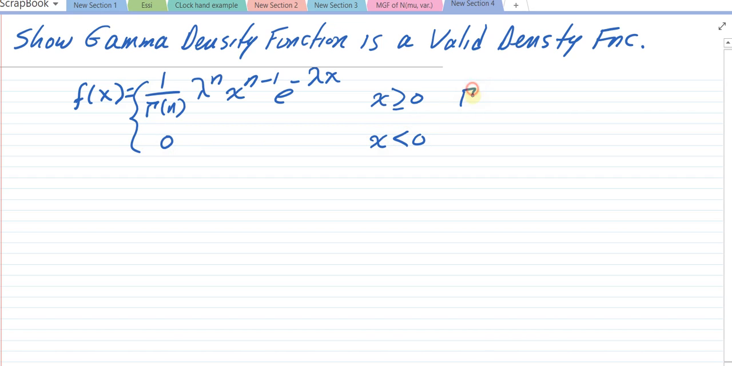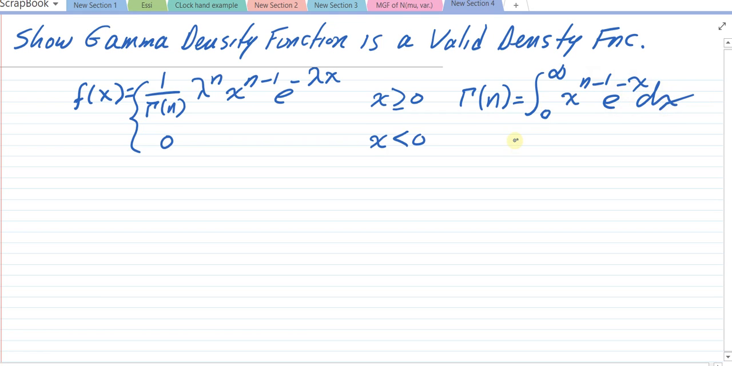Let me write the gamma function itself. The gamma function that I have in mind, gamma n, is given by the integral from 0 to infinity of x to the n minus 1 e to negative x dx. And of course we have the restriction that n has to be positive. The gamma function generalizes the factorial function. So this function is indeed positive.